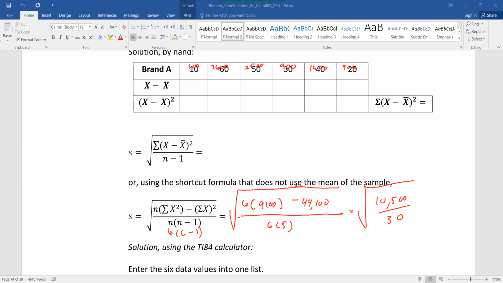And then if we just hit this little square root button, what happened to my stuff? There you go. All right, so then this ended up being 18.7. So we get the same answer.